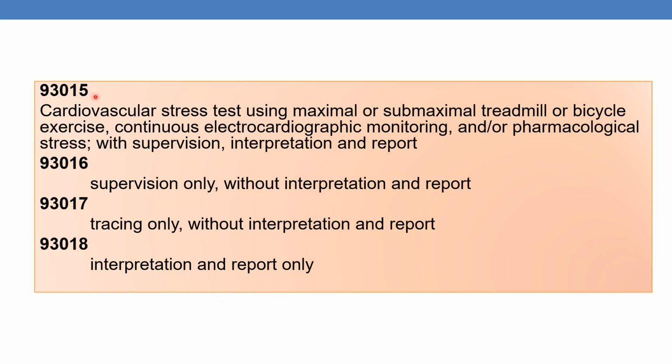So coming to 93015, it is a cardiovascular stress test using maximal or submaximal treadmill or bicycle exercise, continuous electrocardiographic monitoring and/or pharmacological stress with supervision, interpretation and report. When all three are done, you need to report 93015. When only supervision is done without interpretation and report, you need to report 93016. When only tracing is done, you need to report 93017. And when only interpretation and report is done, you need to report 93018.